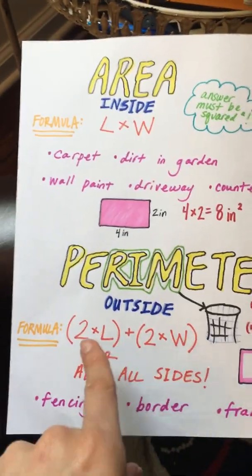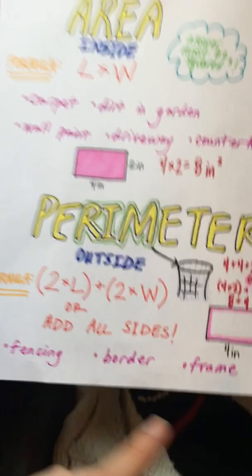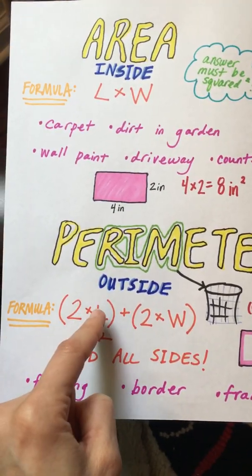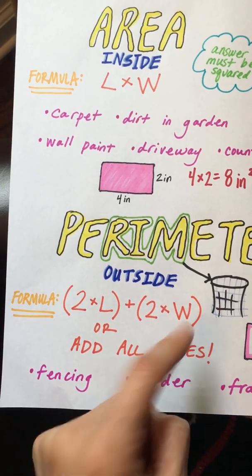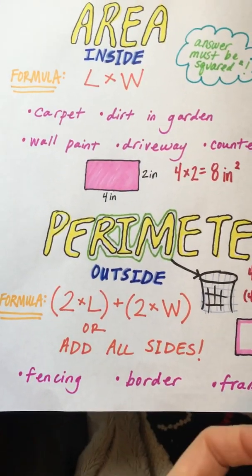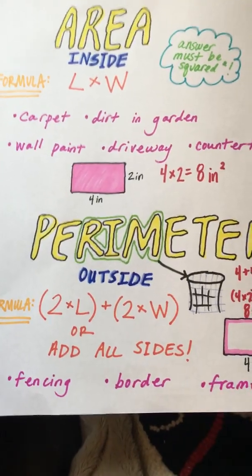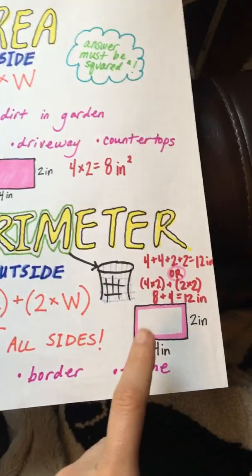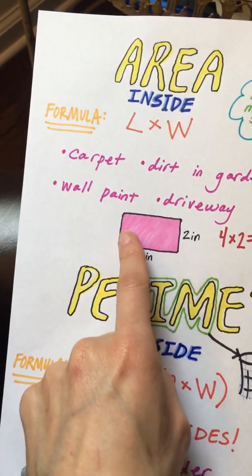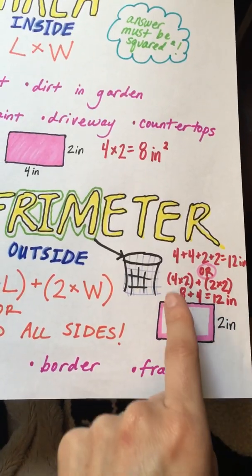Okay, so the formula looks tricky, but if you stop and think about it, it's not so bad. It's 2 times the length and 2 times the width. Or another way to remember it is just add all sides because it's the outside. So if you add all of the sides up, you get the perimeter. So I gave it the same example, except up here we were calculating the area. So the pink part is the inside. Now it's the perimeter, the outside amount.